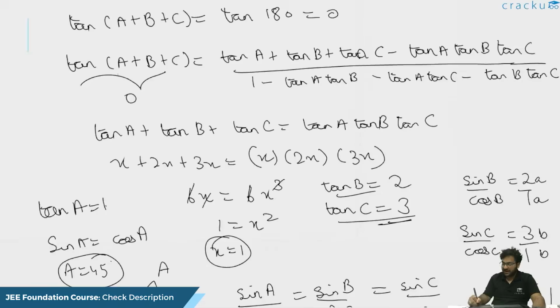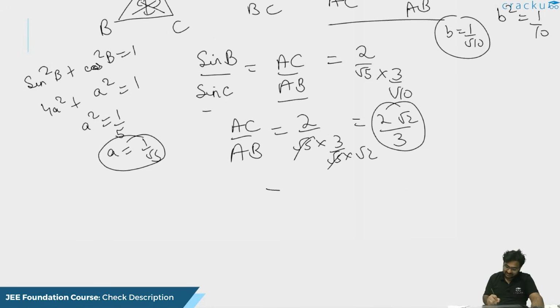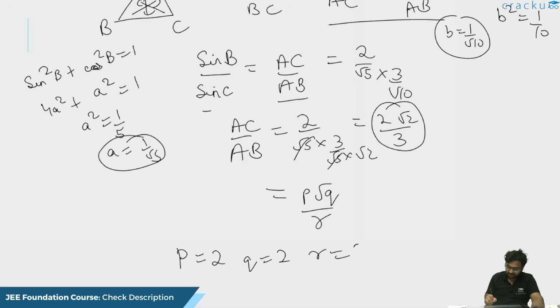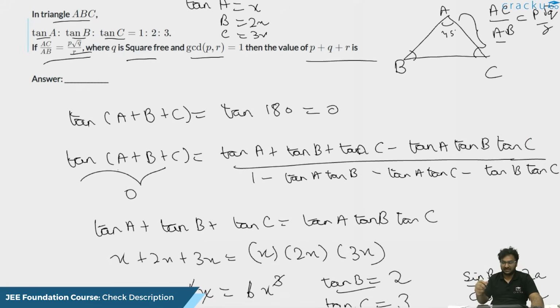Okay. Now it is given in the form of what? P under root Q by R. So if this is equal to P under root Q by R, so we get what? P is equal to 2, Q is equal to 2 and R is equal to 3. So summation of P plus Q plus R will be equal to what? 2 plus 2 plus 3, which is equal to 7. Hence the correct answer of this question will be 7.